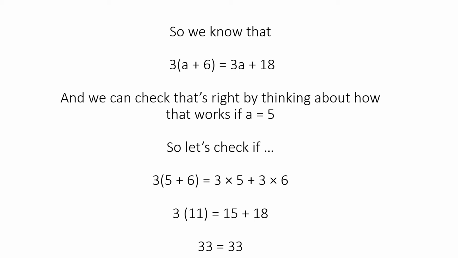So on the left, you're working out the bracket first, and on the right, you're multiplying out the numbers, obviously. So on the left, you've got 3 bracket 11 bracket. So 3 times 11 equals 33, and 15 plus 18 on the right. And you've got 33 on both sides, which makes sense. So hopefully that is a good little way you can check that the 2 ways of writing that are the same. So whether you're writing it 3 bracket a plus 6 bracket or 3a plus 18, it's actually going to be the same. So the 2 are equal.